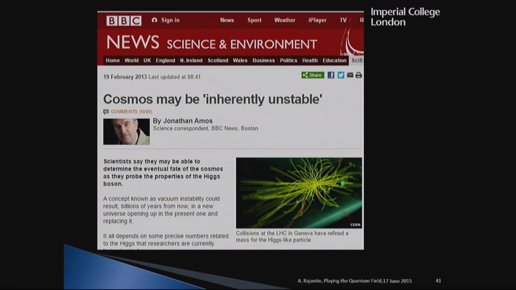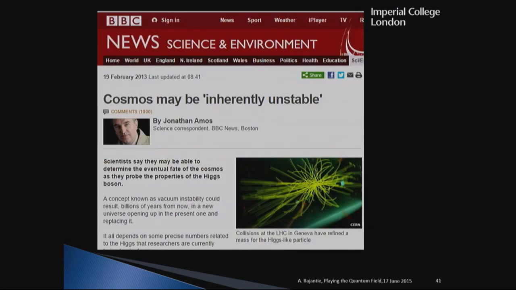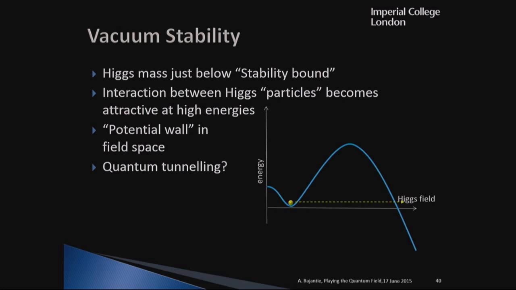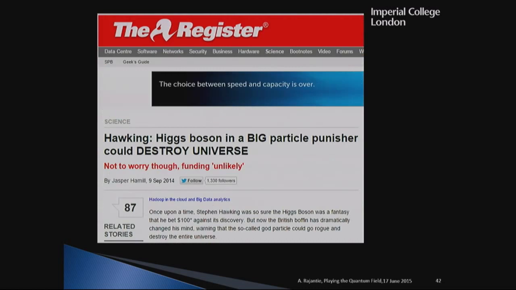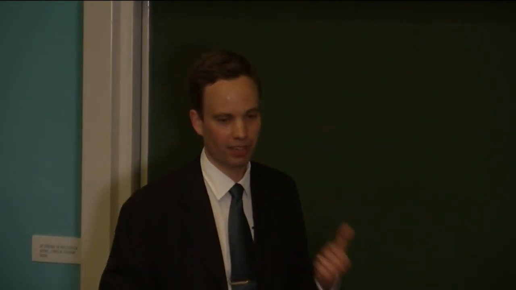The cosmos may be inherently unstable. The vacuum state where we are could actually be unstable and decay. Stephen Hawking stepped in and warned that if you build an even bigger particle accelerator, that could destroy the universe. Because what this means is that if we tunnel to the negative energy state, we would create a bubble of the negative energy vacuum, which would grow and fill the whole universe. Now, yes, in principle that could happen, but luckily, just like with these glasses staying on top of the table, the tunneling rate through this wall is incredibly slow, and therefore the risk of this ever happening is incredibly weak. So in principle, the vacuum might not be stable. In practice, luckily, it is.